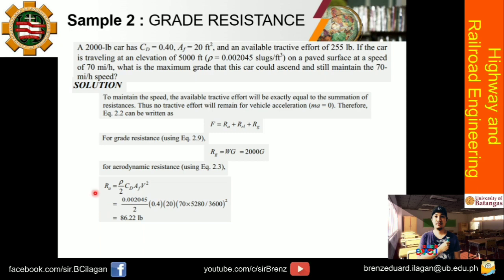As long as you can list the equation to be used, I think there's no problem in solving this type of problem. So, 0.002045 over 2 times 0.4 times 20 times 70 times 5280 divided by 3,600 squared. So the R sub A is also 86.22.